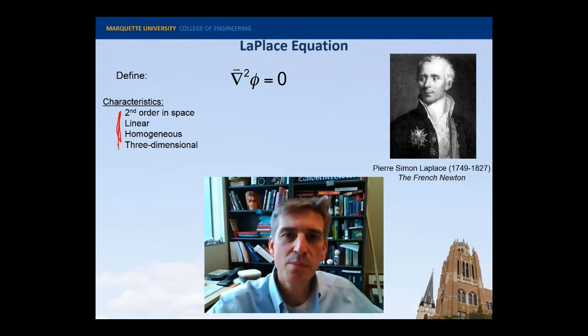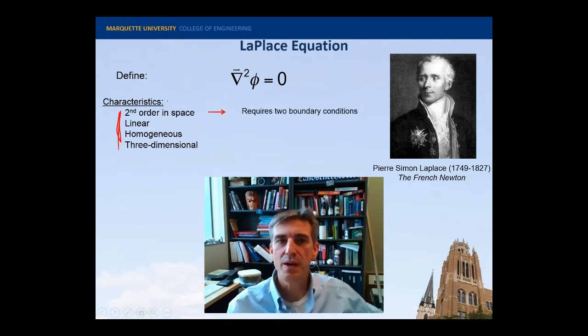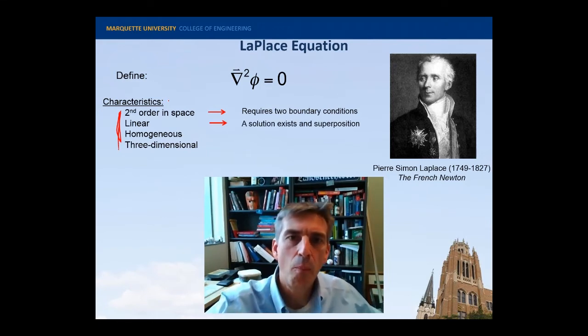This Laplace equation is second order in space. And so that essentially means that we're going to need two boundary conditions, right? We're going to need two in x and two in y. It's a linear equation, right? Although this is del squared, this squared operates on del, not on phi. So it's linear in phi.